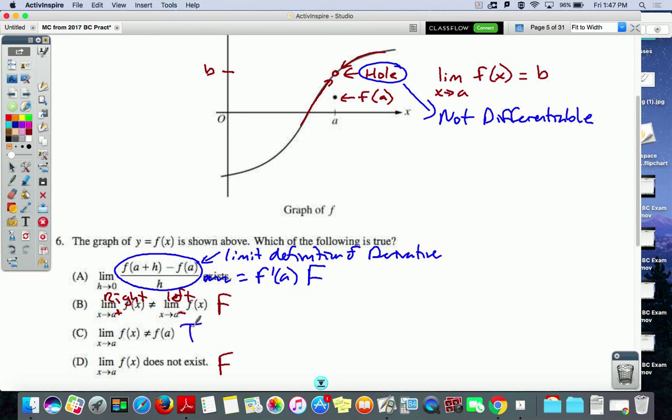Now let's talk about why that is true. It says the limit is not equal to f of a. F of a is the point, and the limit, like we said, is equal to b. It's equal to a different y value. The fact that they're not equal is what makes it not differentiable. So in this case, the correct answer is C.